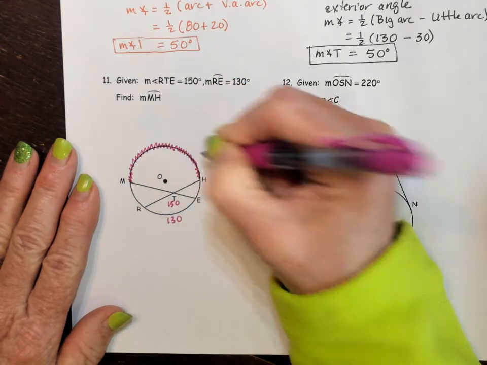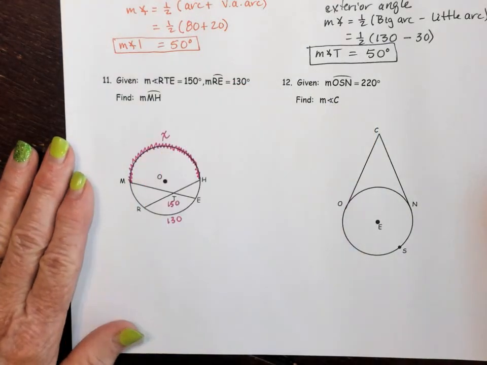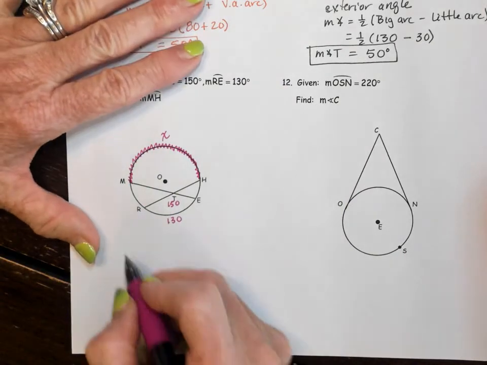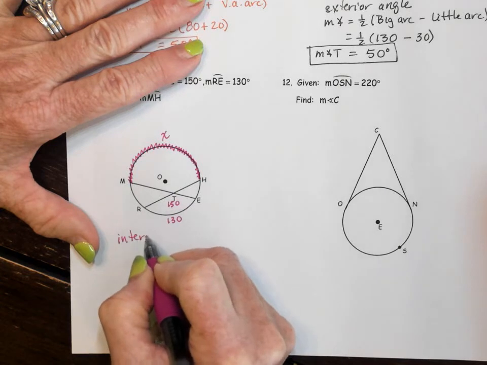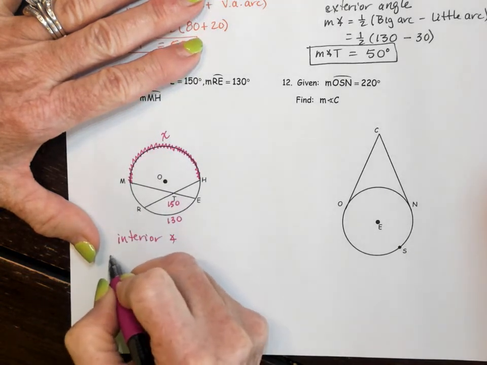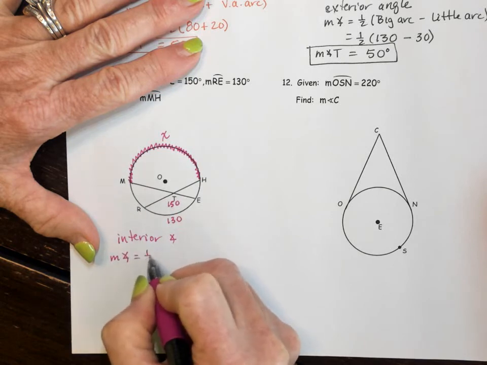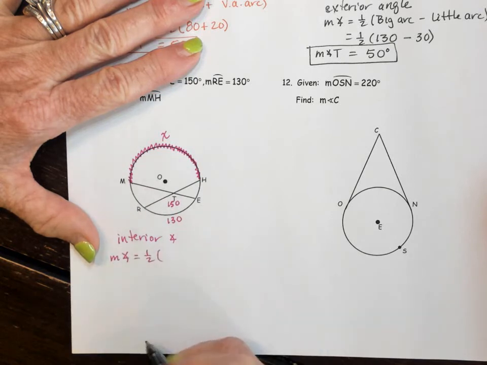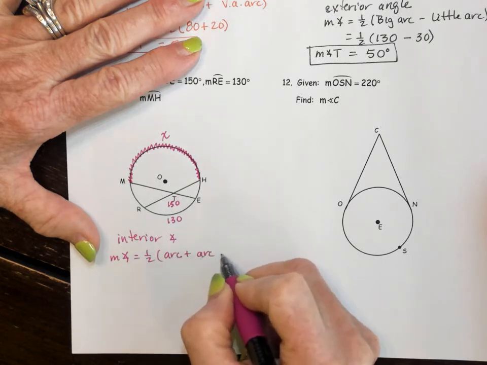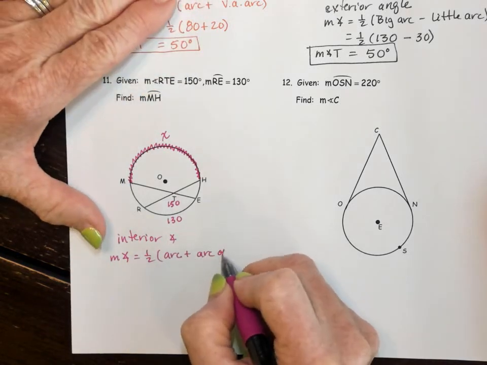All of that, that's what we want to find. Let's call that X. Now, the angle that they gave us, 150, that is an interior angle. So the formula there is the measure of the angle equals 1/2. Do you remember? Arc plus arc of the vertical angle.